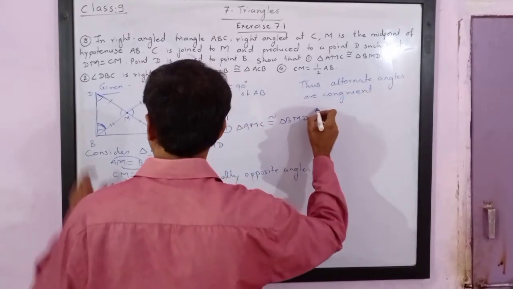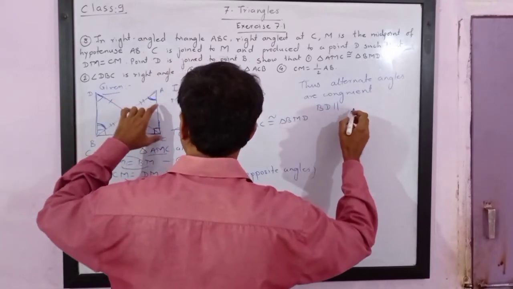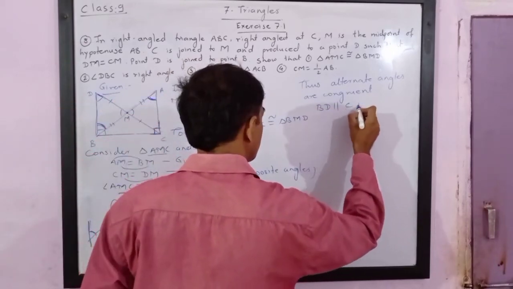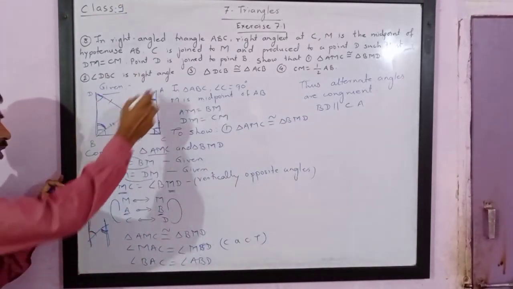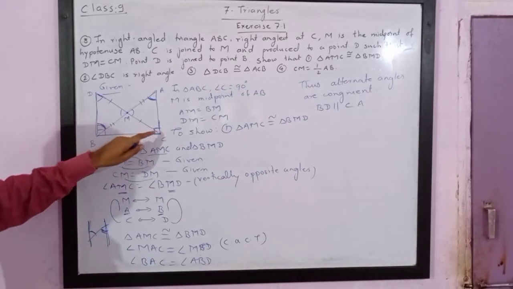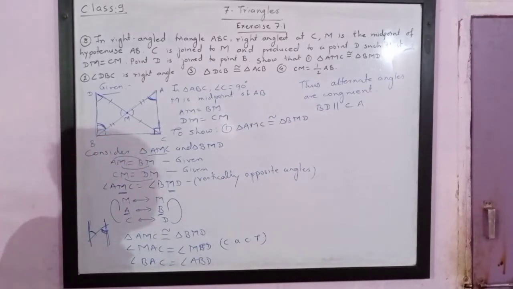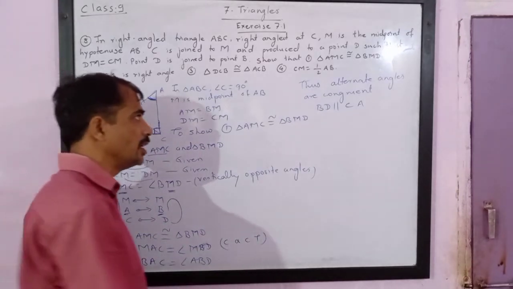And hence BD is parallel to CA. So we have got BD parallel to CA. Now consider this as a transversal. So if one angle is 90 degrees, the other must also be 90 degrees. Reason is interior angles are supplementary.